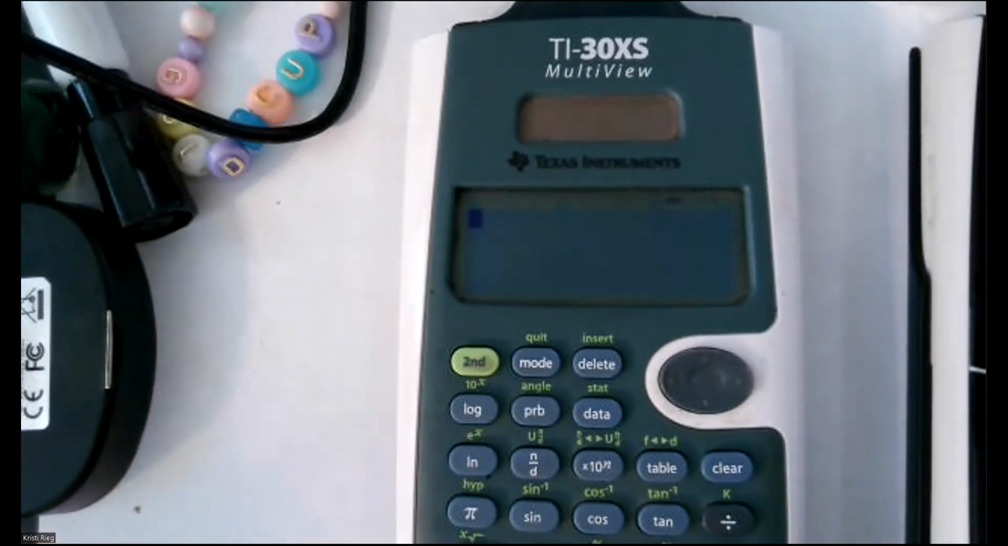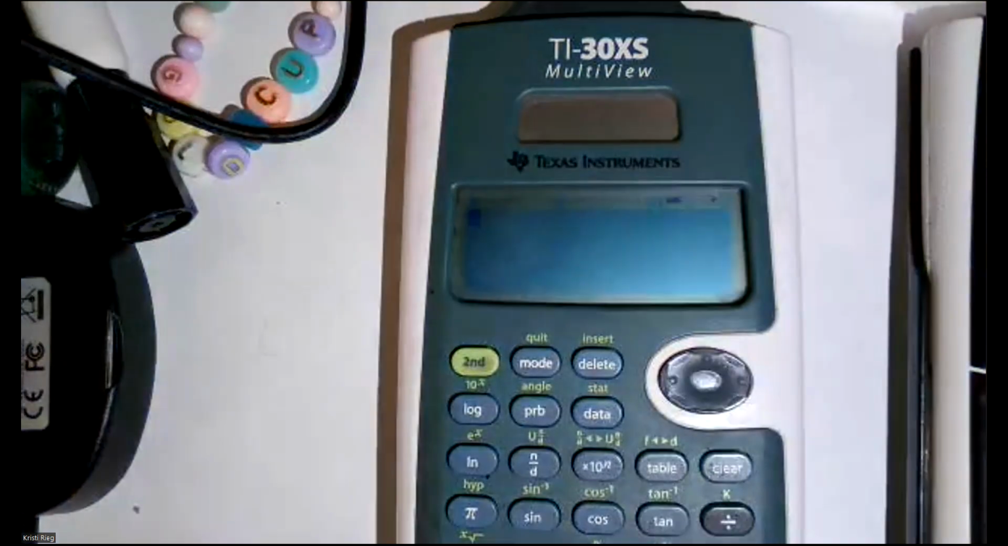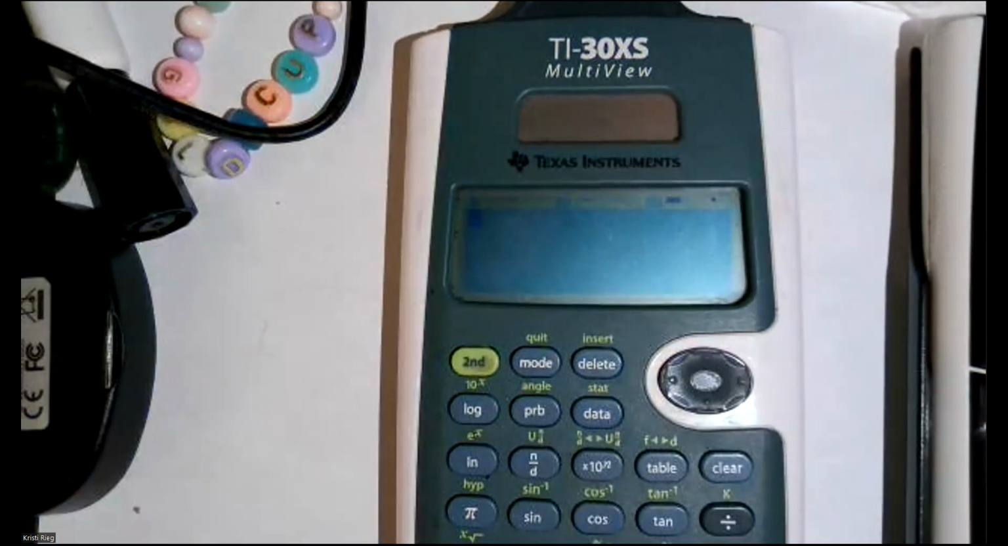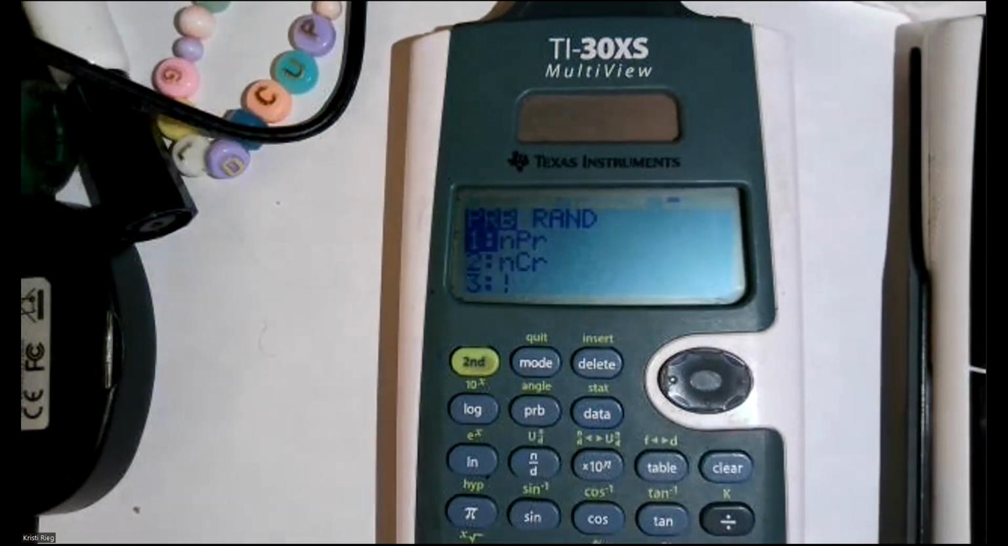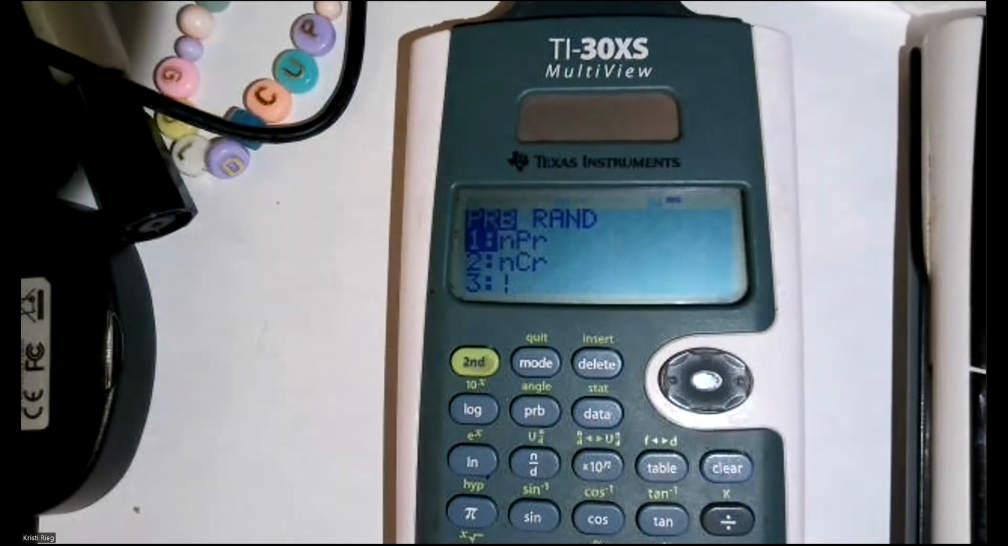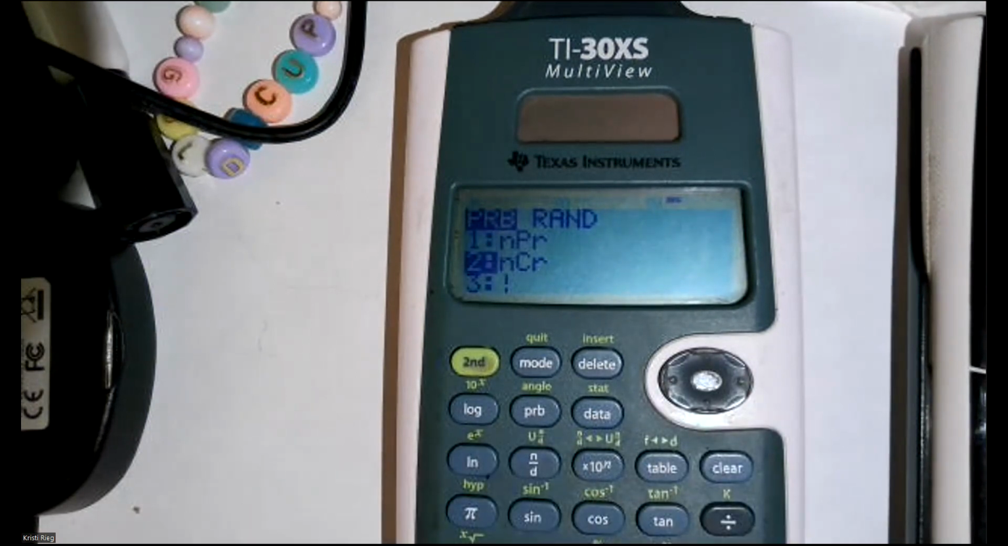The way you find combinations on your calculator has to do with probability. So you're going to hit the button that says probability on this calculator. It's over one, down one. So you hit probability, and then we're going to use the second choice, the one that says NCR. That would be the second choice right there.